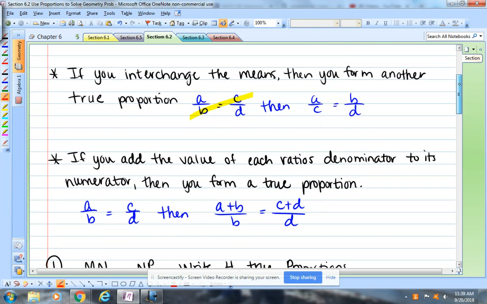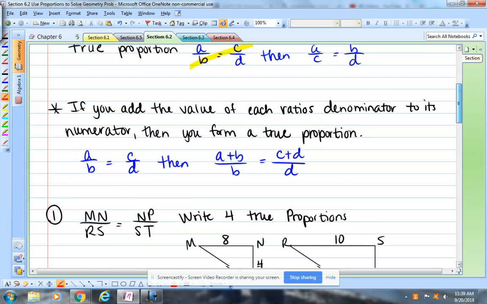And the last property of proportionality is if we add the denominator to the numerator on both sides, then we also form another true proportion. So in the first ratio, B is in the denominator. If I add the B to the numerator, and same thing with D, D is the denominator. If I add D to the numerator, then we have another true proportion.